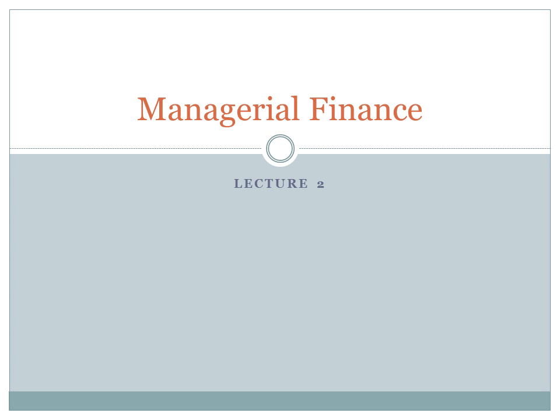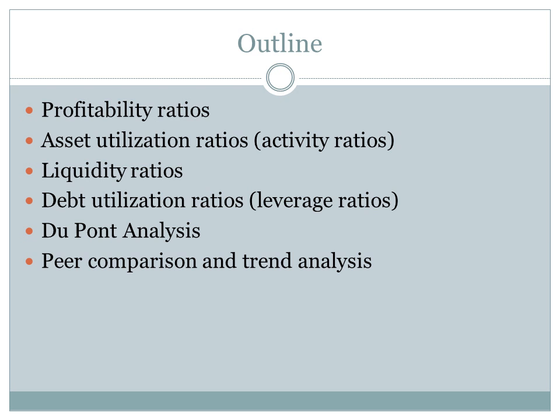Hello everyone. In this lecture we are going to study chapter 3 about financial ratio analysis. We are going to study several ratio analyses, including profitability ratios, asset utilization ratios, also called activity ratios, and liquidity ratios, debt utilization ratios, also called leverage ratios. We also study DuPont analysis and then do peer comparison and trend analysis.